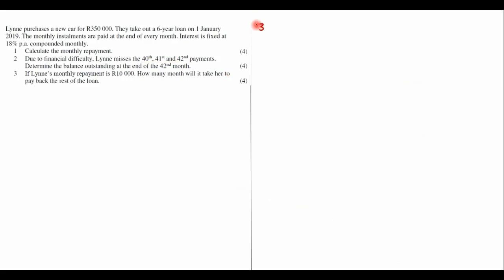So now the last question asks: if Lynn decides to make monthly repayments of 10,000, how many will it take her to pay the rest of the loan? So what's happening now is we know that the new present value, or let me write it as the new outstanding balance, is 216,020 and then 90 cent. And Lynn has decided that, because she missed those three payments, she wants to commit to paying 10,000 rand.